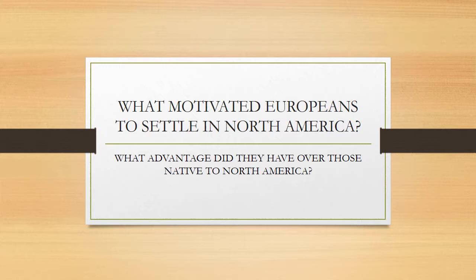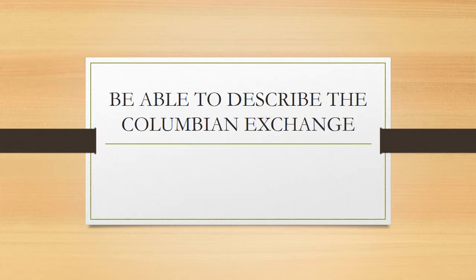One of the things you'll notice in Chapter 1 is something called the Columbian Exchange. You will want to be able to describe the Columbian Exchange, focusing on the advantage one side might have over the other in this exchange of biological organisms, things of that nature.